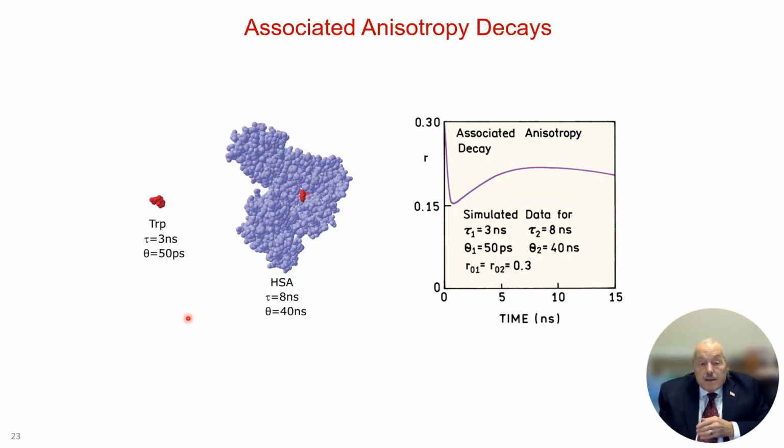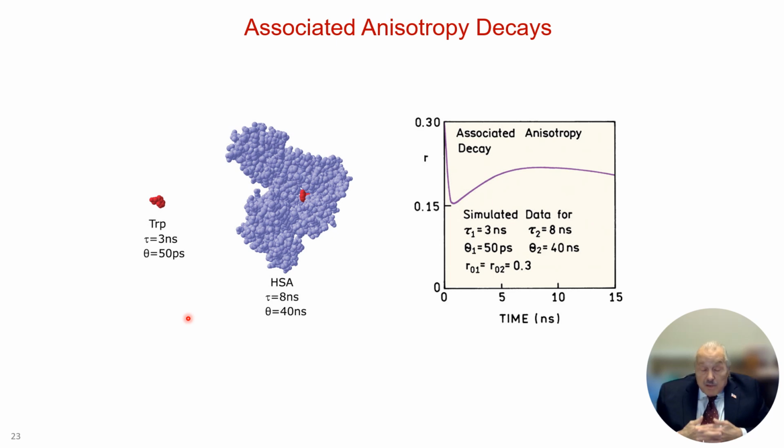Oh, drat. I skipped a slide. And when you skip a slide, you're pretty much stuck. So let's do the associated anisotropy decays, and we're going to try to come back and insert those other two slides. So there's another totally different type of anisotropy decay, and those are the associated anisotropy decays.